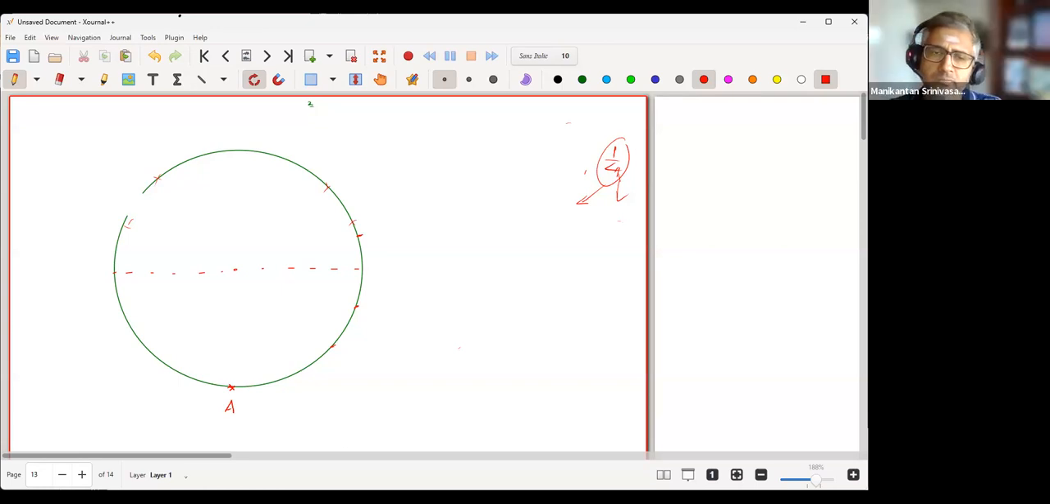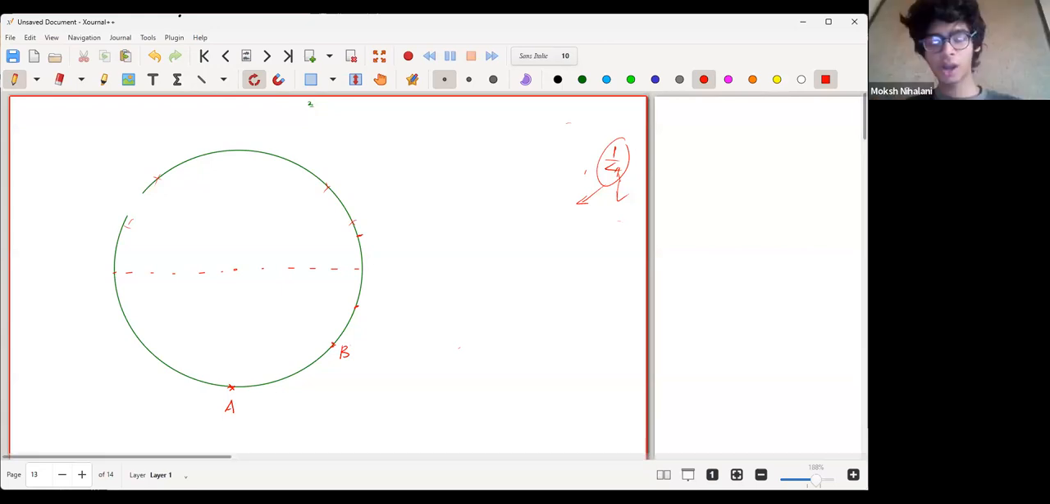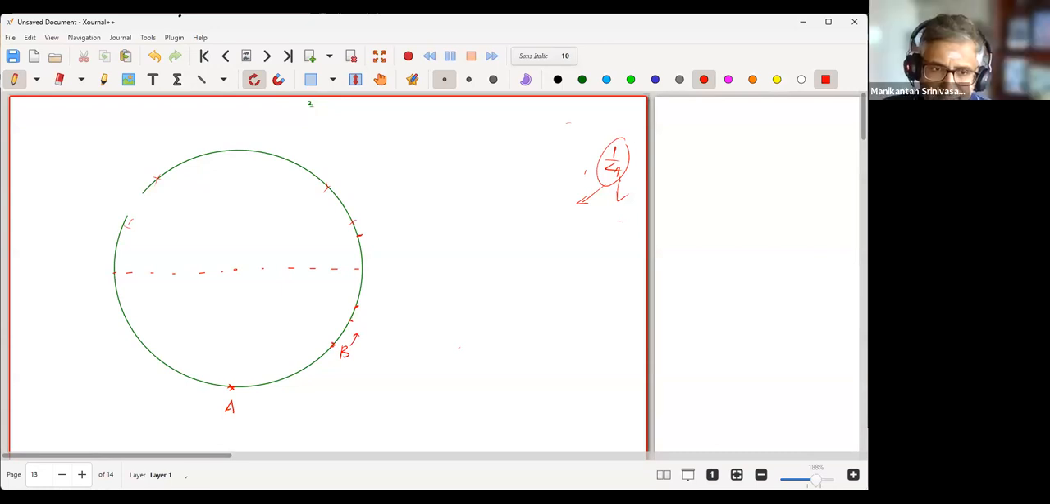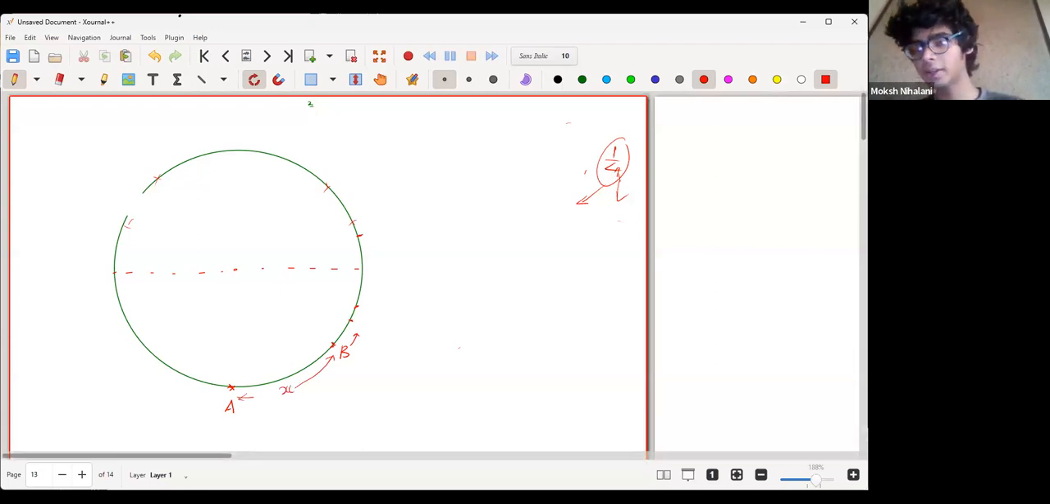moves a distance of x units along the right side arc. Let's say B is on the right side, okay? Let's say B is here. B moves x units along the arc. The arc length AB is x, so this length is x. And let's assume the circumference of the circle is 2 for simplicity's sake. Circumference of the circle is 2.